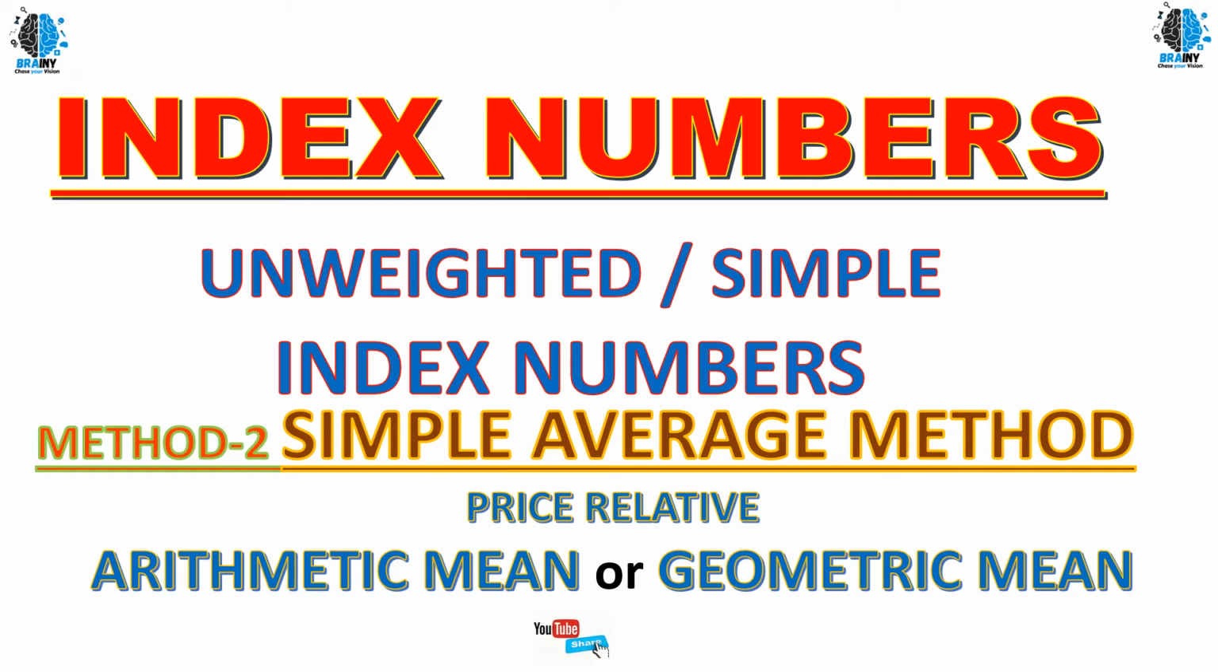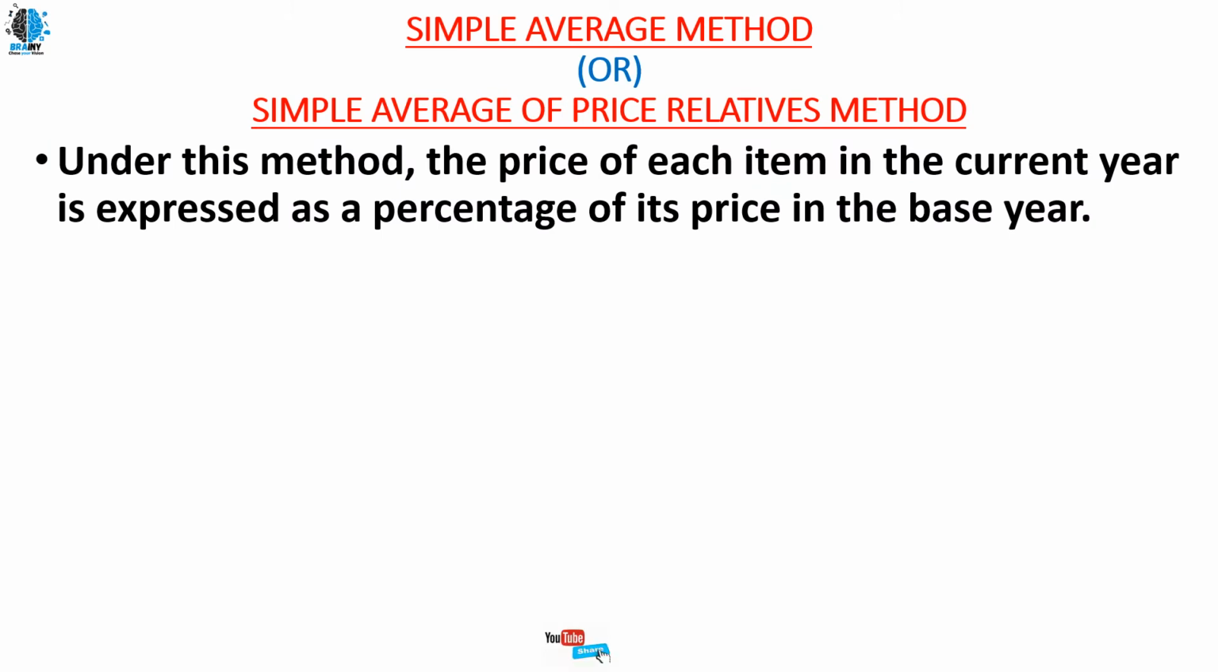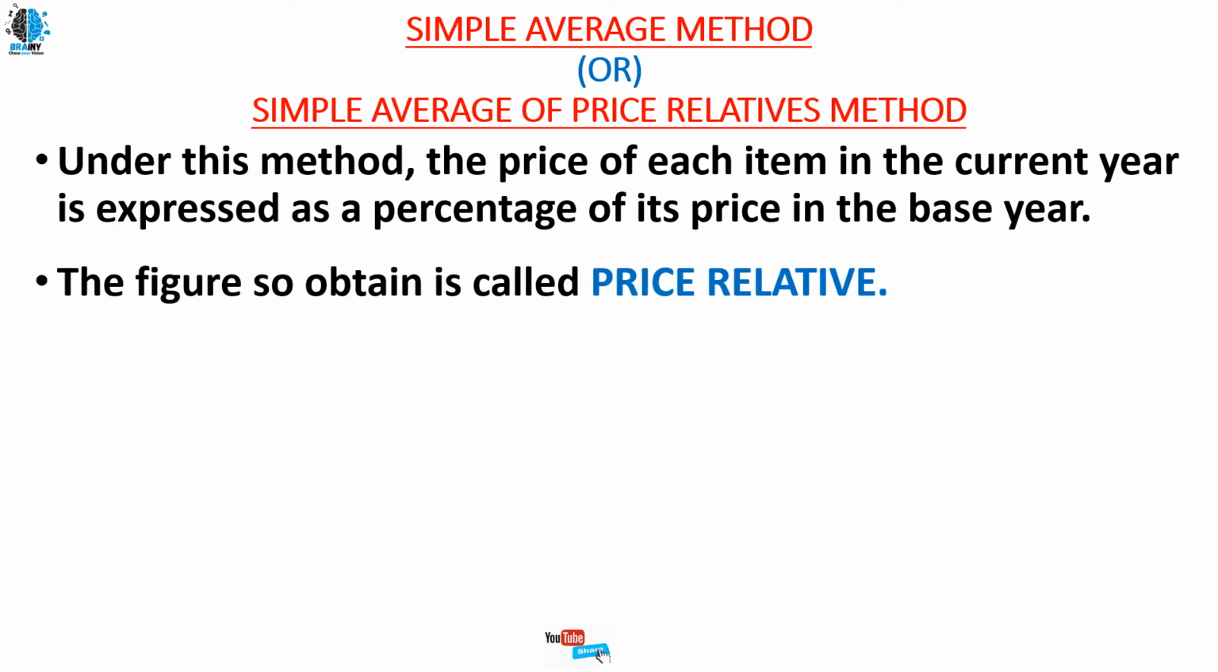So let's start. What is simple average method? Under this method, the price of each item in the current year is expressed as a percentage of its price in the base year. This figure so obtained is called price relative. So whenever we talk about simple average method, it is a simple average of price relative method.